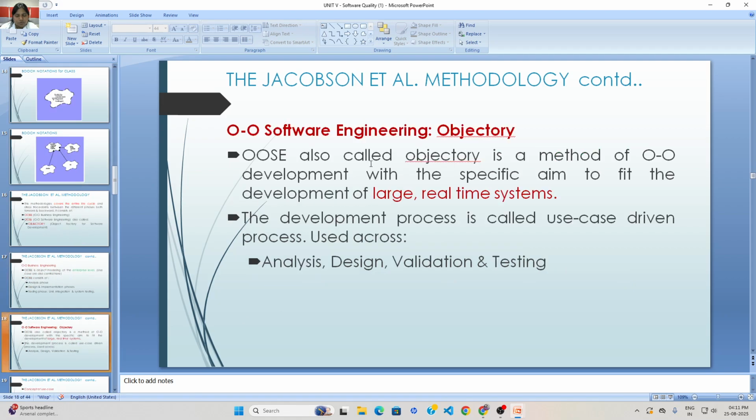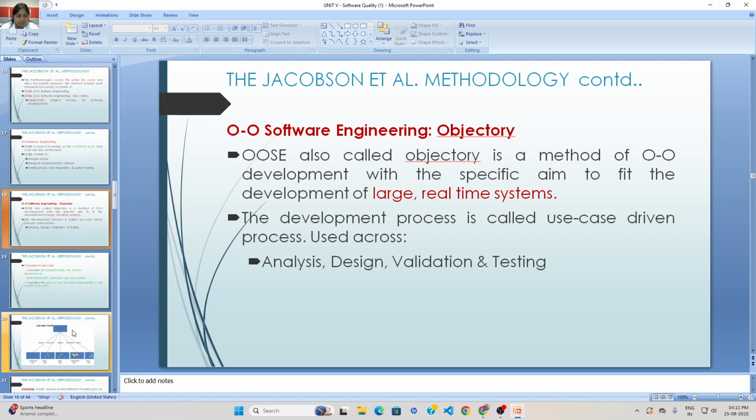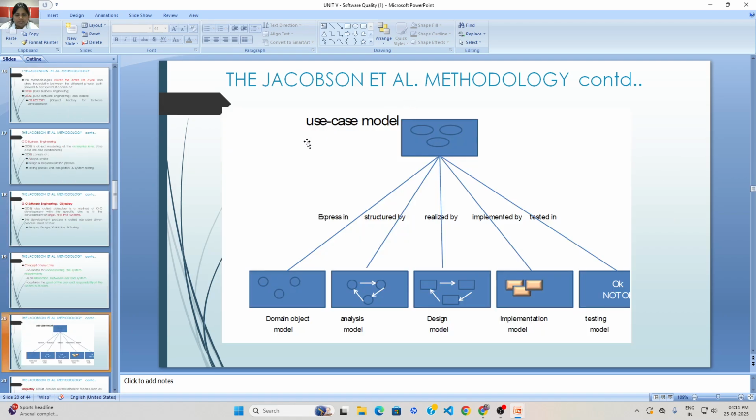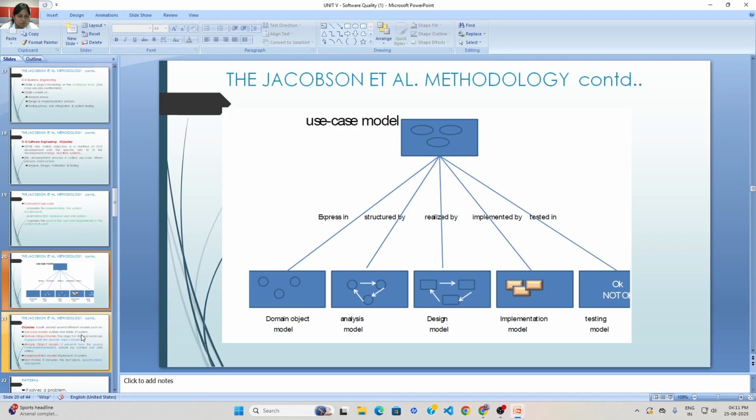Object-oriented software engineering methodology is used for object-oriented development, which is used for large real-time systems. This process is also called the use case-driven process. First one is analysis, design, and validation testing. And this is a representation of Jacobson methodology, and here there is a use case model. It is expressed in domain object model, analysis model, design model, implementation model, and testing model.